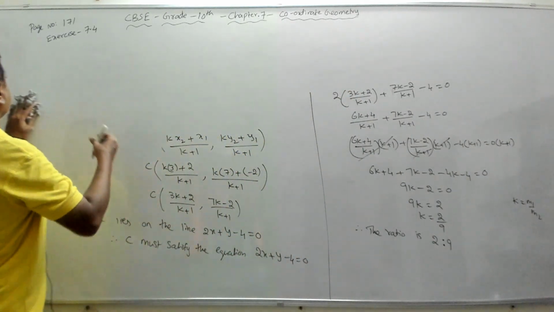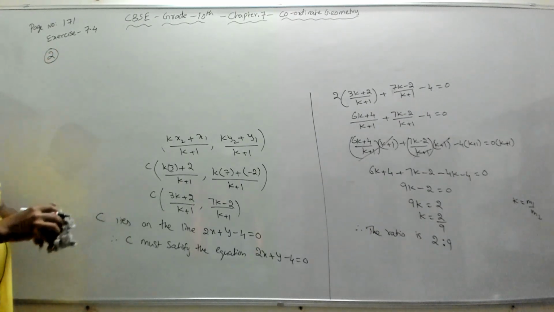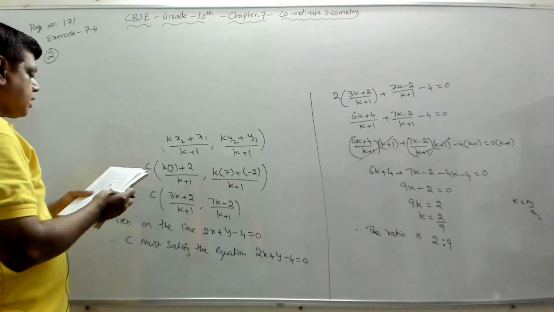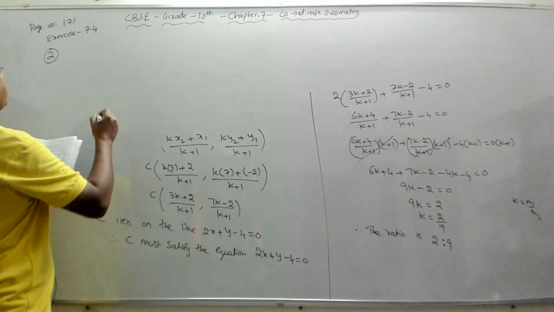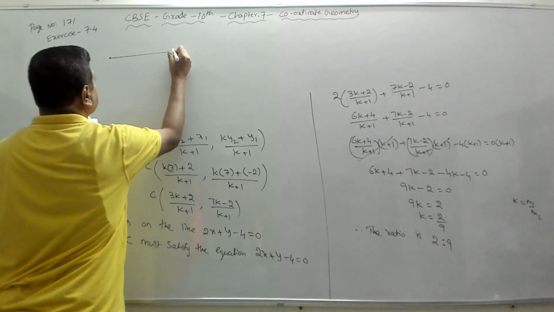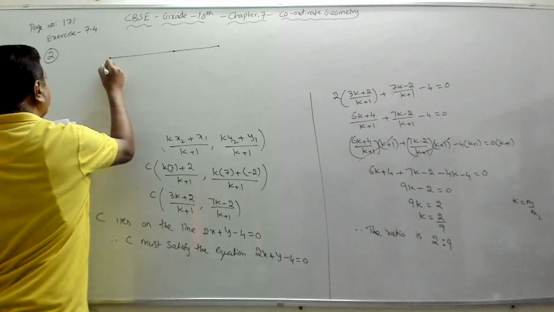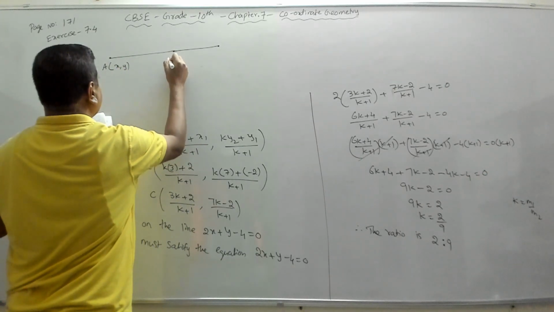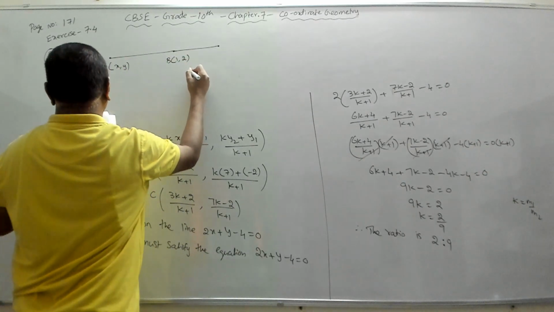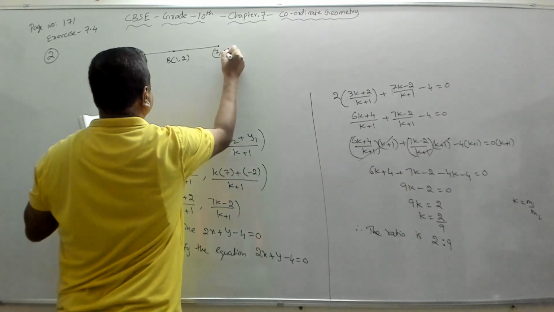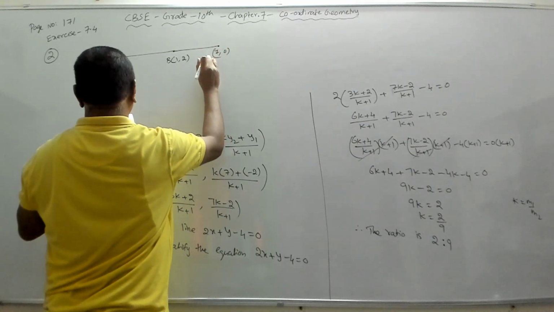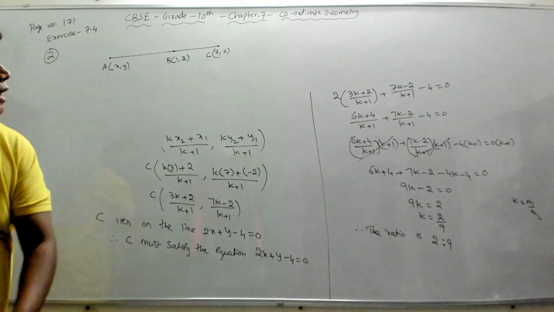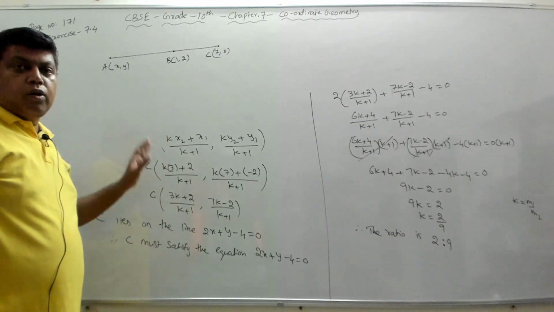Okay, so the second question is question number 2. It says find the relation between x and y if the points x comma y, 1 comma 2 and 7 comma 0 are collinear. So what is given is there are 3 points. Suppose this is A of x comma y and B of 1 comma 2. This is 7 comma 0, which is C. Now these 3 points are collinear, which means they lie on the same line.